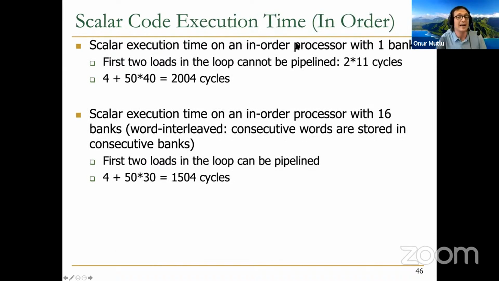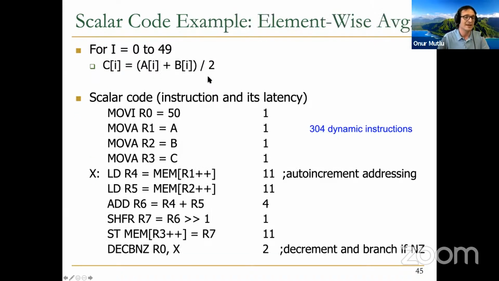Scalar execution time on an in-order processor with 1 bank. This is very, very simple. Basically, you will see that it takes 2004 cycles to do it because we have 1 bank. Essentially, these are 4 cycles. Each loop iteration is serialized because you cannot parallelize these 2 operations, even though they're independent of each other, as you can see, where the rest is dependent on each other, right?